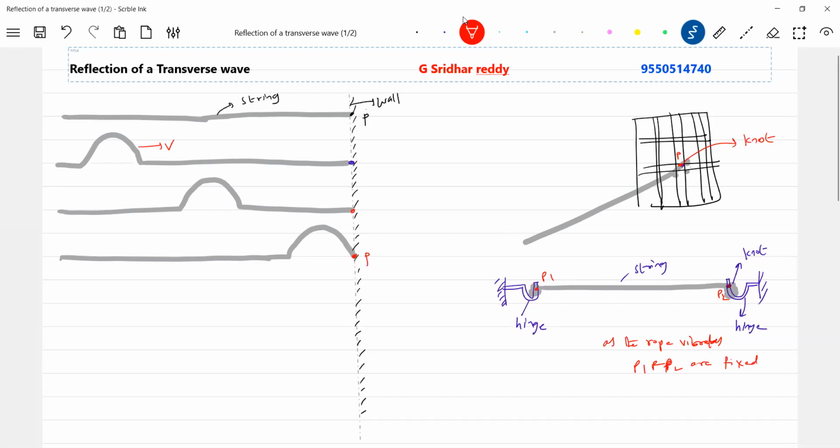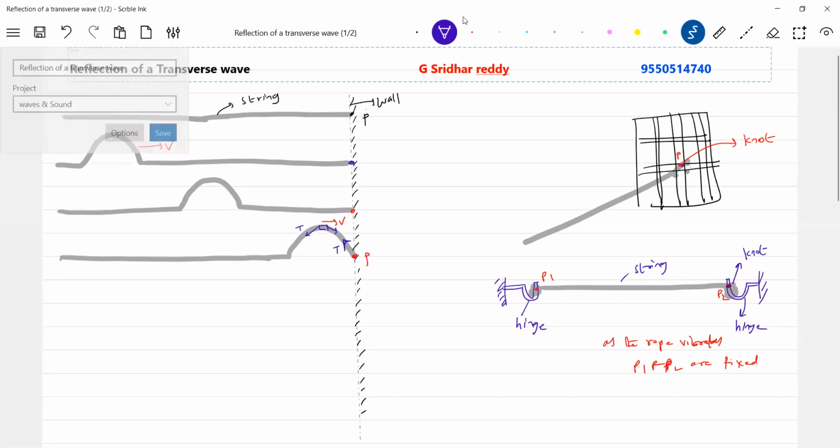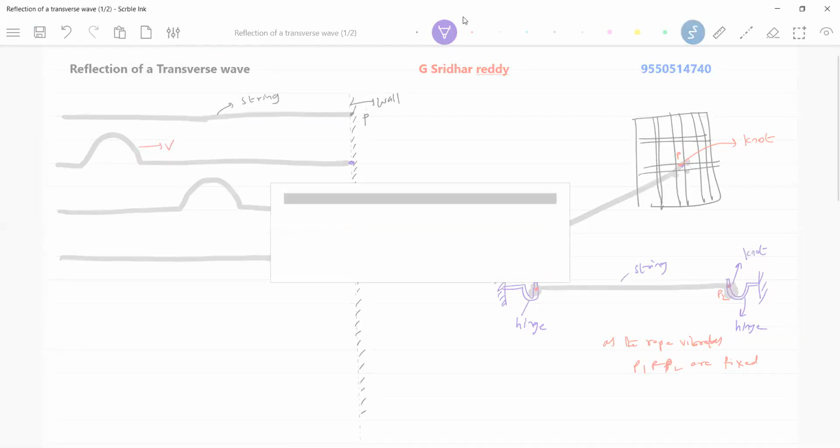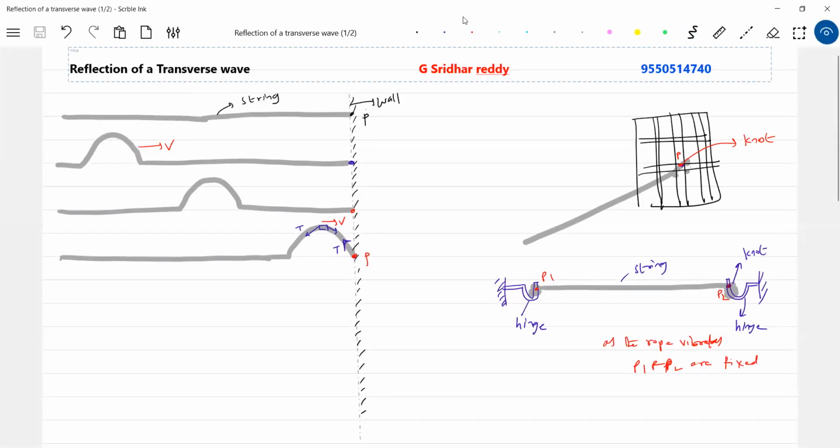What will happen? The pulse wanted to move towards the right. Now there's a wall. Will it permit the wave to move? No, it will not permit. And we know how to take the tension. The tension in the rope here will be like this. The tension on this small element will be in this direction. So what about the tension here on the wall? What is the point P? It's a point of the rope which is fixed on the wall. Will anything happen to point P? The wall is rigid, no?